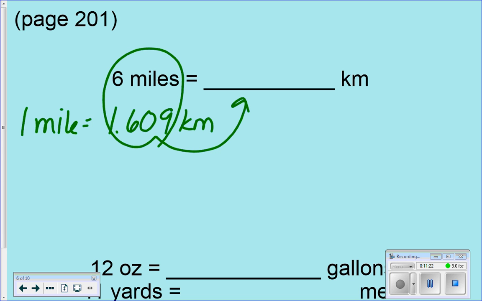Just for metric to customary, it depends what they're asking for. Like if they're doing hours to seconds, well, it's not going to be in there. But if they're doing milliliters to ounces, or kilometers to miles, or kilometers to yards or inches, you have to use this chart. So that's why it's so important.